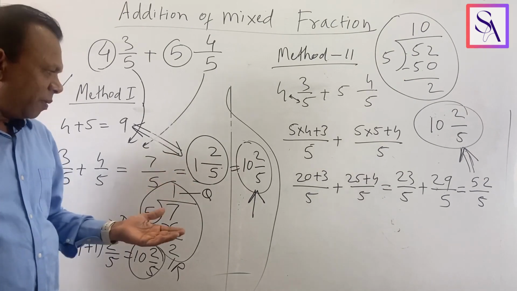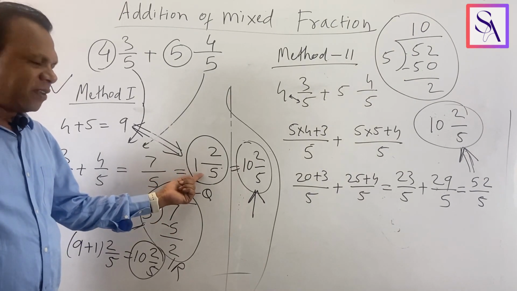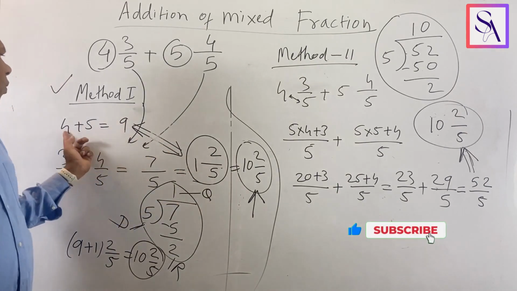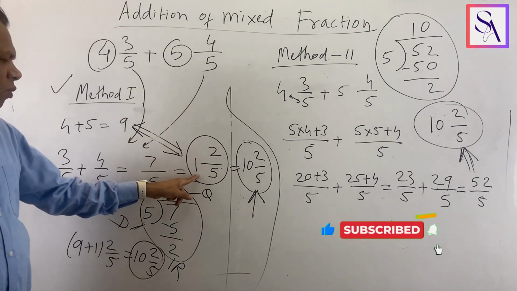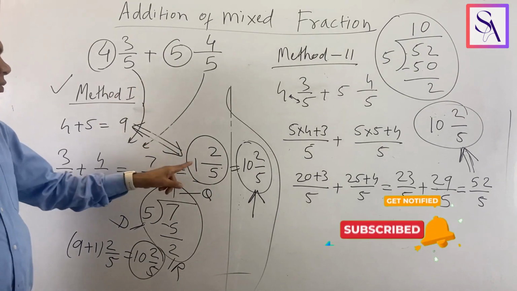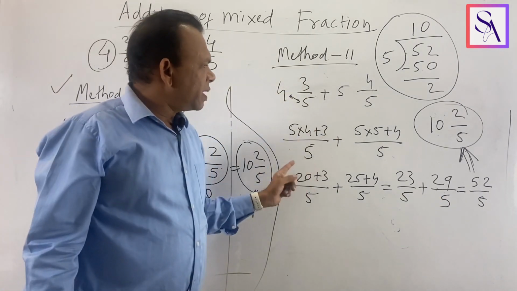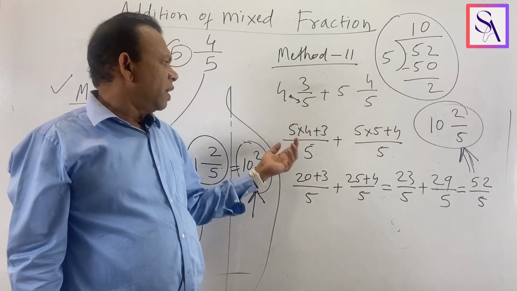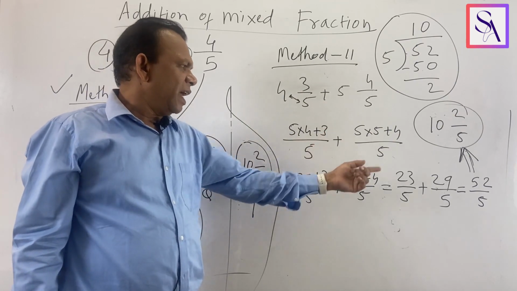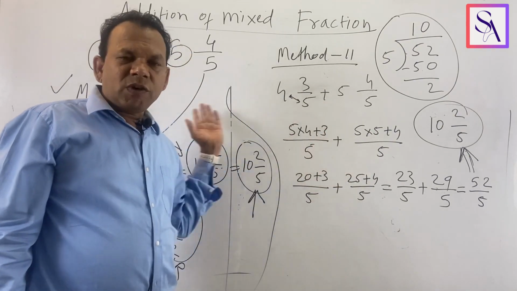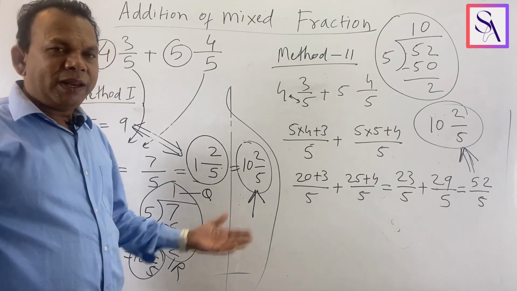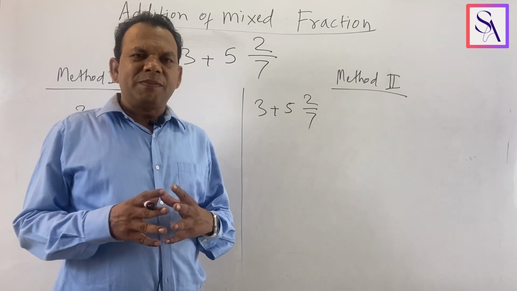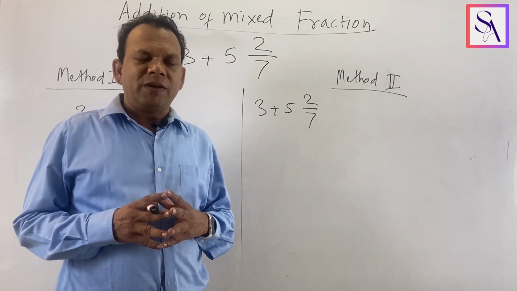When I check question papers, students write this answer, but this is not the answer. You have to add this with this whole number addition, right? So you have to be very cautious in this method when adding this. In this method, chances of making mistakes are almost 0, because you are converting that into improper fraction and then adding it, right? So choice is yours. You can do it by any of the methods.